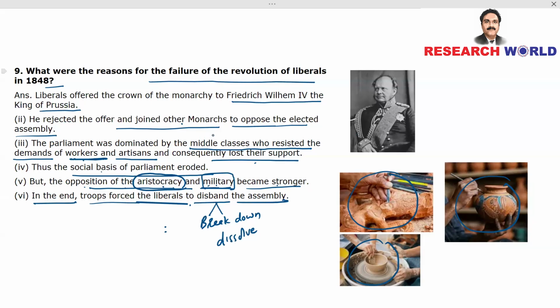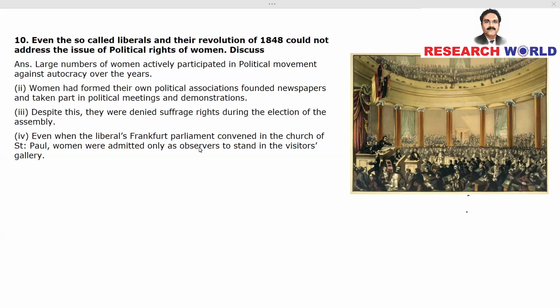So what were the reasons for the failure of the revolution of liberals in 1848? The simple straight answer is they lost the mass base, or the social basis was lost, just because middle classes were not very sensitive to the demands of workers and artisans. Is it clear? Okay. Moving on to the 10th question of chapter 3.